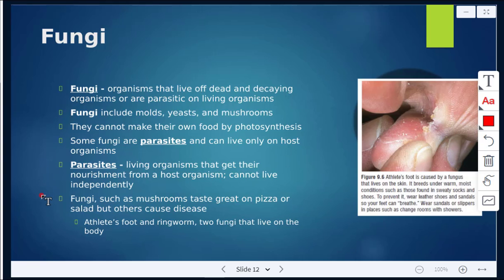Other fungi, like mushrooms, we usually eat and put on our pizza or salads, but others can cause disease, for example athlete's foot and ringworm. These are two fungi that live on the body. This diagram shows athlete's foot. It's caused by a fungus that lives on the skin. It breeds under warm, moist conditions, such as those found in sweaty socks and shoes. To prevent it, make sure you're wearing proper footwear so that your feet can breathe. Wear sandals or slippers if you're in change rooms with showers.